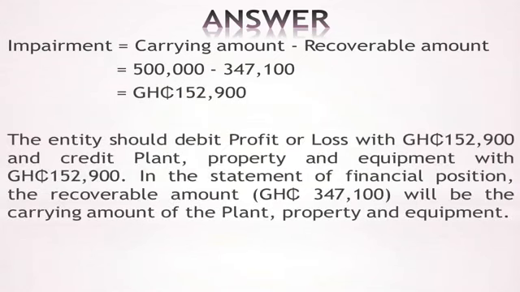Now what's the treatment? Basically the impairment will be sent to profit or loss as an expense. So the entity should debit profit or loss with 152,900, and then credit PPE because it's going to reduce the value of our assets. So we credit plant, property and equipment with 152,900 Ghana cedi. So in the statement of financial position, the recoverable amount, 347,100, will be the carrying amount of the property, plant and equipment, because we reduce it to 347,100. That's the implication.